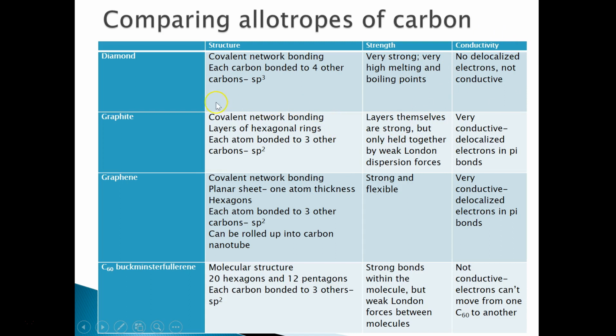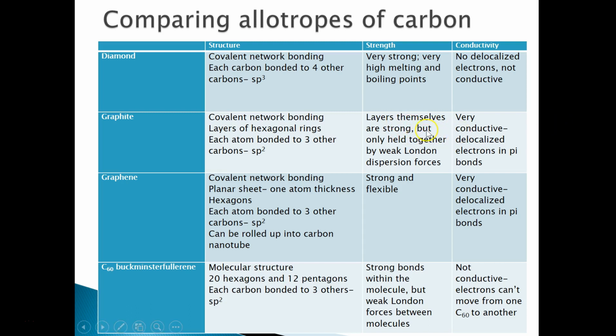Now, graphite is also network bonding, but graphite is slightly different. It's layers of hexagonal rings where each carbon atom is bonded to 3 other carbon atoms. So there's sp2 hybridization. So those hexagonal rings are literally stacked on top of each other, one after another. Now, pencils are made out of graphite. And when you're writing with your pencil, what you're actually doing is leaving layers of graphite on the paper.